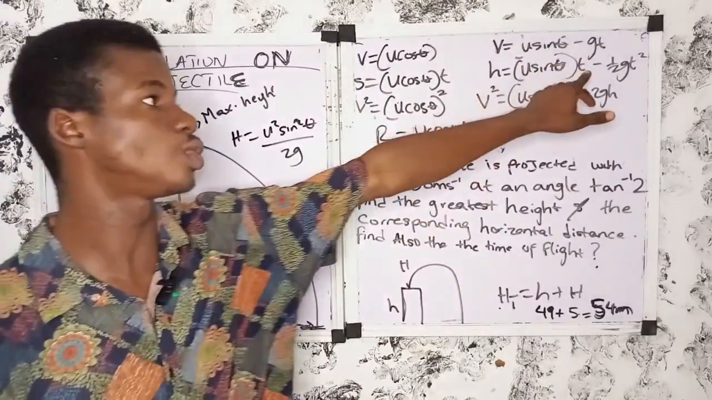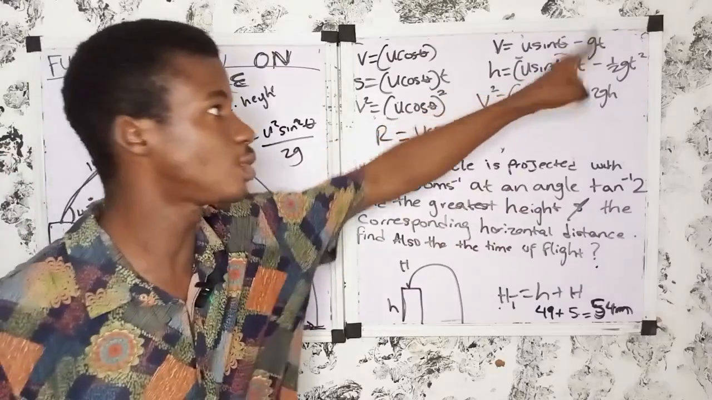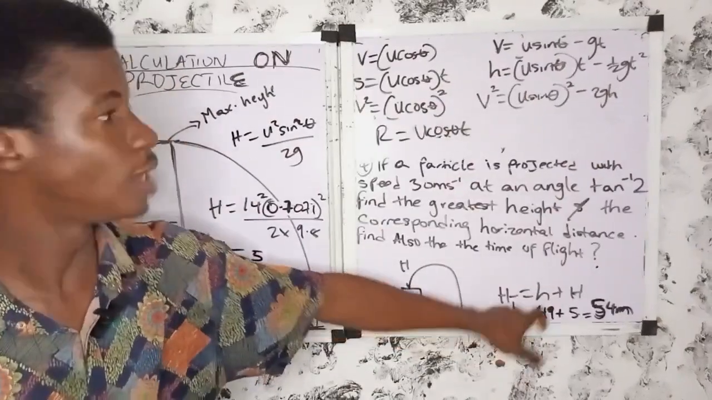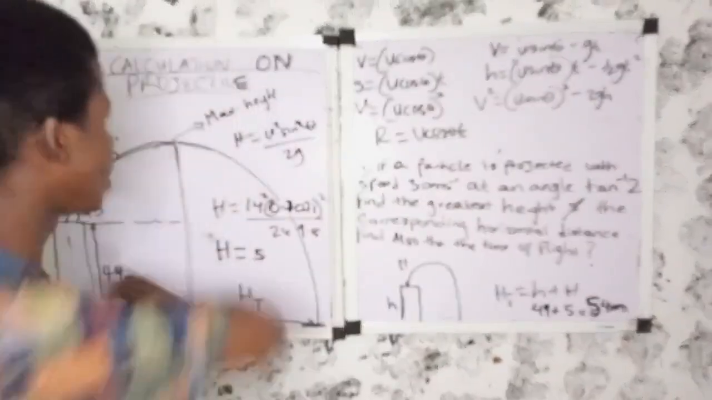We are going to use this second equation to look for time. Remember, this small letter h is 49. So we are going to use small letter h and the rest to look for time. Okay, so let me clear this part.